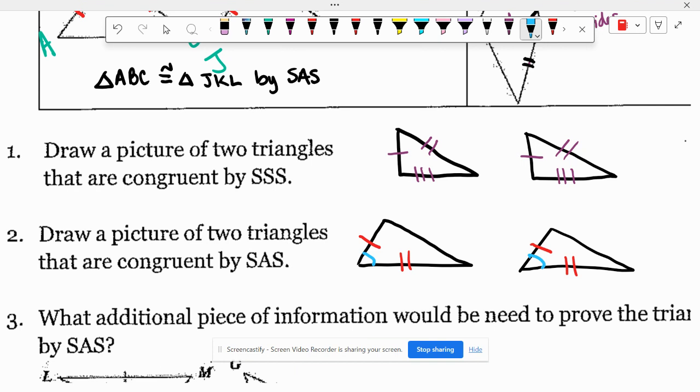So sometimes we're going to have a question that says, hey, these two triangles are congruent to each other by side, angle, side, or side, side, side. What else needs to be marked congruent to prove that? So you basically have to figure out what part is missing, right?